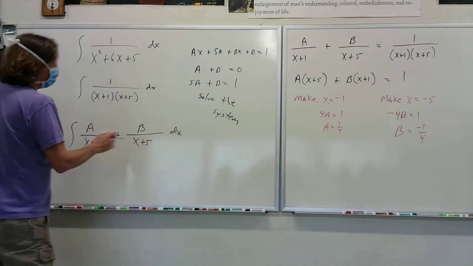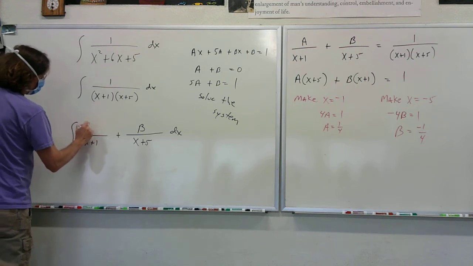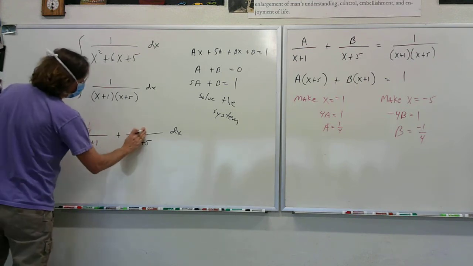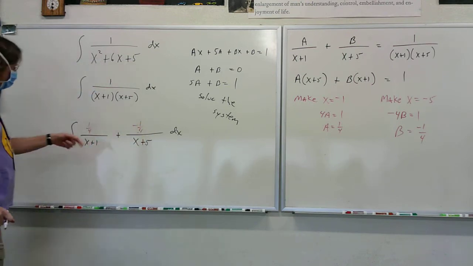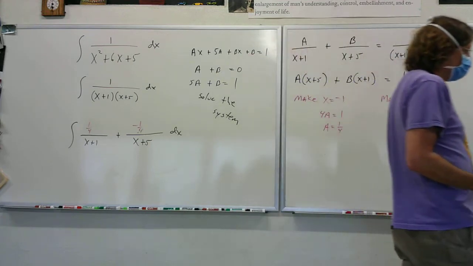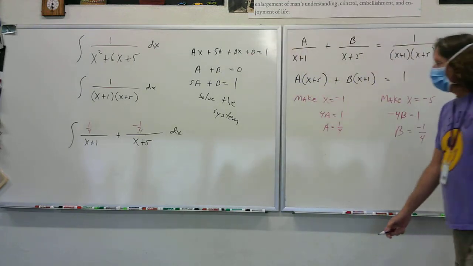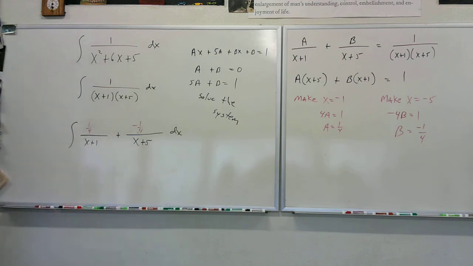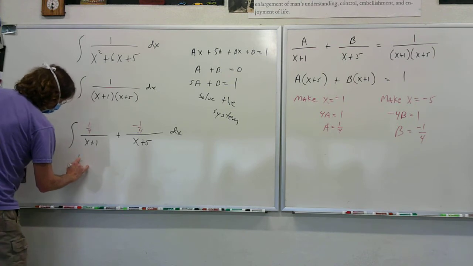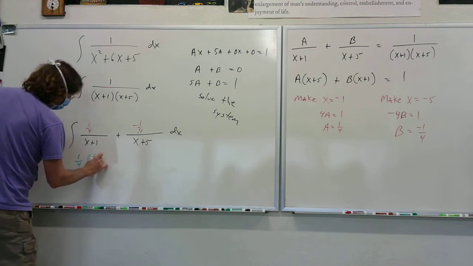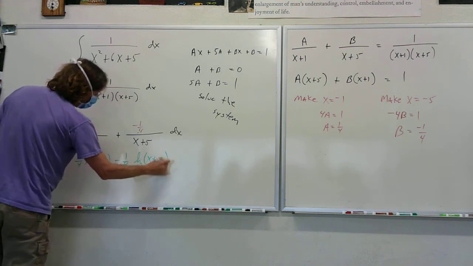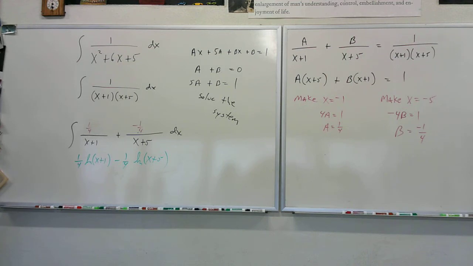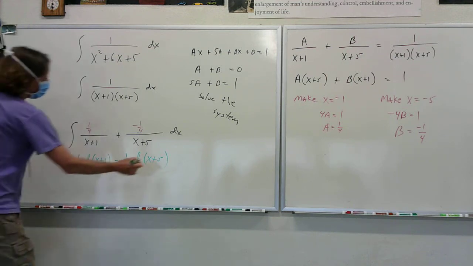Now, once you know the A value, and once you know the B value, then that's going to give you 1/4 natural log of x plus 1. You don't even have to have my help to integrate that. You get 1/4 natural log of x plus 1 minus 1/4 natural log of x plus 5 plus a C on the end.